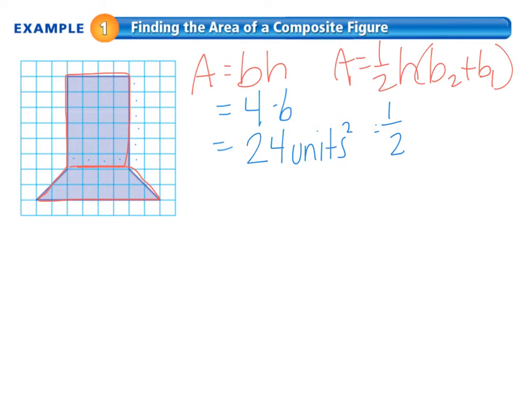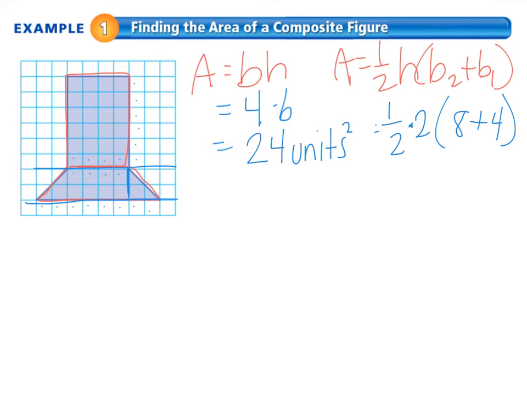I have my two bases that are parallel to each other right here. My bottom base is 1, 2, 3, 4, 5, 6, 7, 8. That's going to go in the parentheses. My top base is 1, 2, 3, 4. The height is how tall it is, perpendicular. That's from here to here. 1, 2.